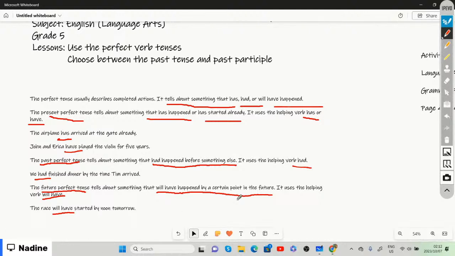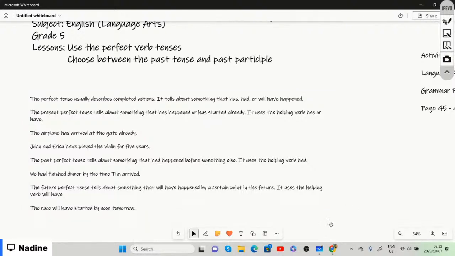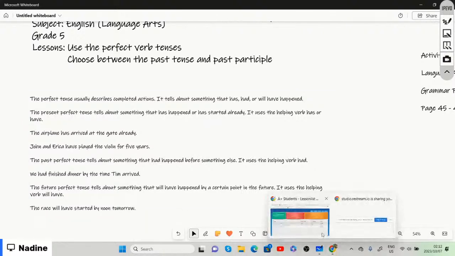All right, so that is a description as well as a few examples on using the perfect verb tense. Now we're going to the A plus website, aplusstudents.ca.